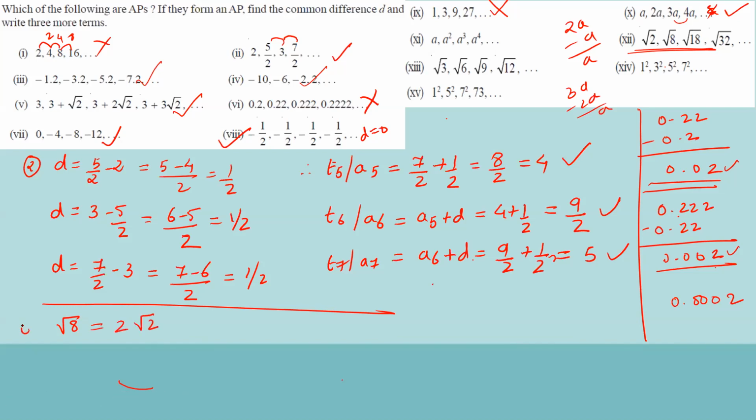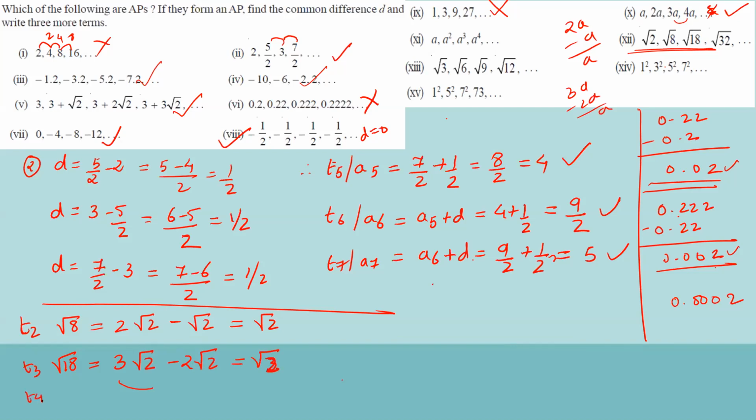This is your second term, T2, minus root 2, the first term. So 2 root 2 minus root 2 will be root 2. What is root 18? T3 is root 18. So root 18 is basically 9 twos are 18, so root 9 will be 3 root 2. 3 root 2 minus 2 root 2, again root 2.